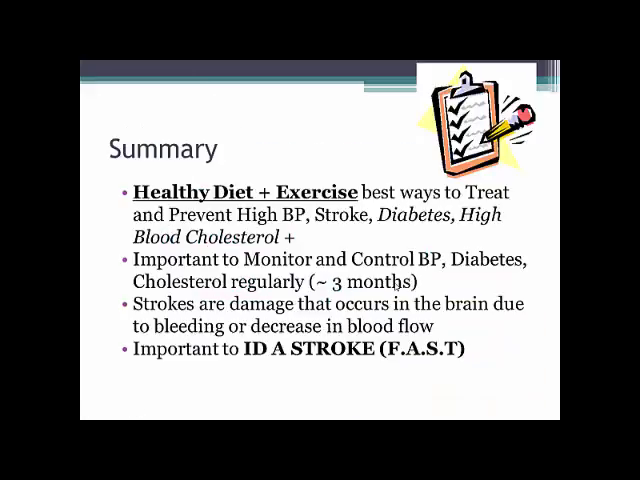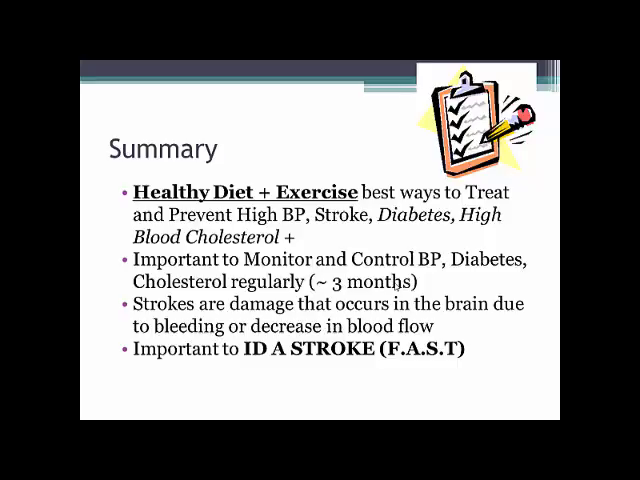So let's summarize. A healthy diet and exercise are the best ways to treat and prevent high blood pressure, stroke, diabetes, high blood cholesterol, and more. This is the exact same thing I took from my blood pressure presentation because it's very important for this as well. It's important again to monitor and control blood pressure, diabetes, and cholesterol regularly, within 3 to 6 months, with the family physician. Strokes are basically damage to the brain due to either bleeding because of a popped blood vessel or a decrease in blood flow, as in a clot, for example.